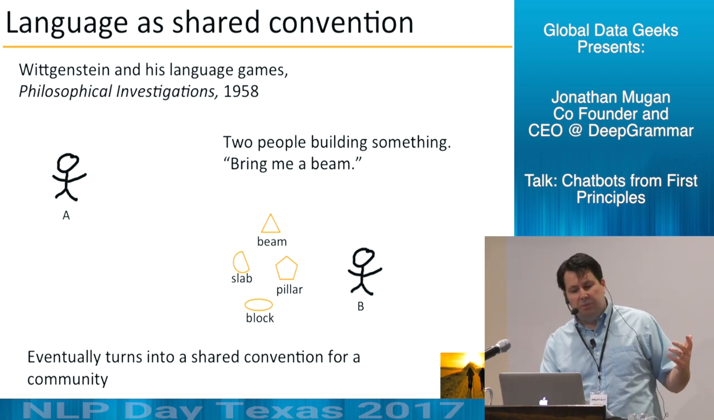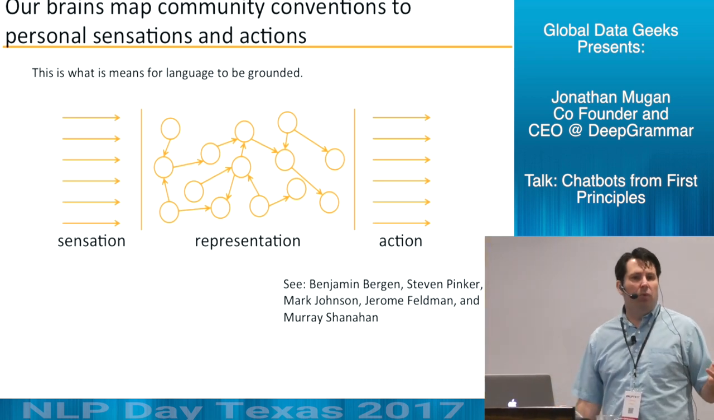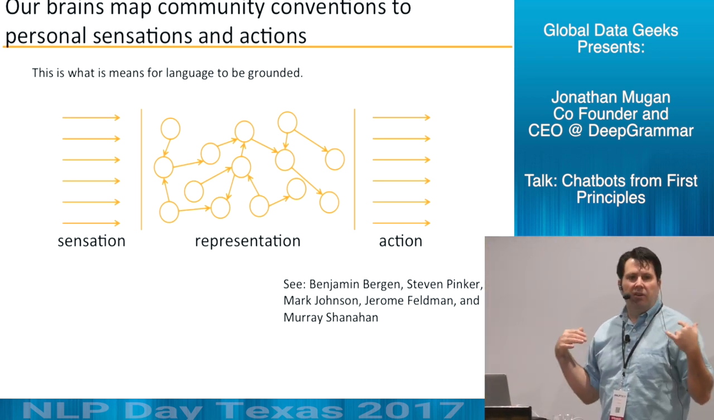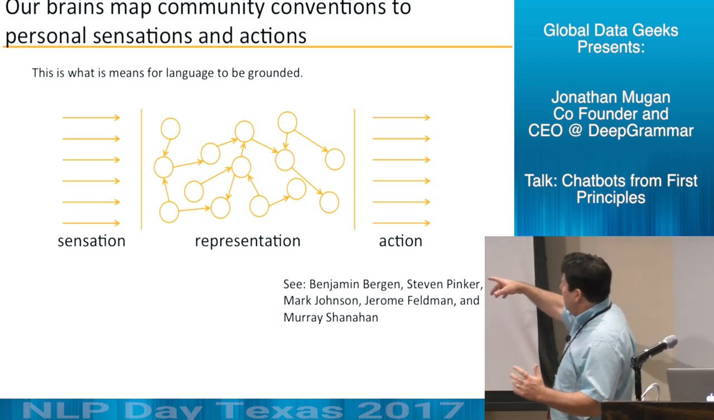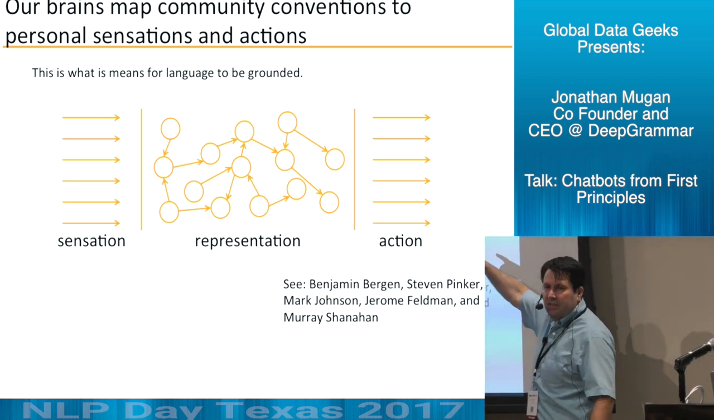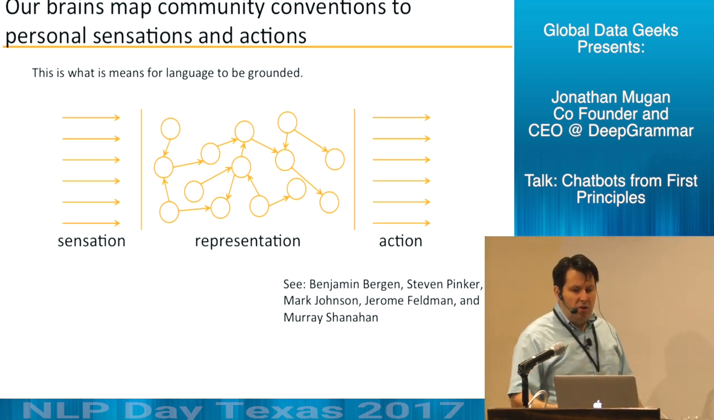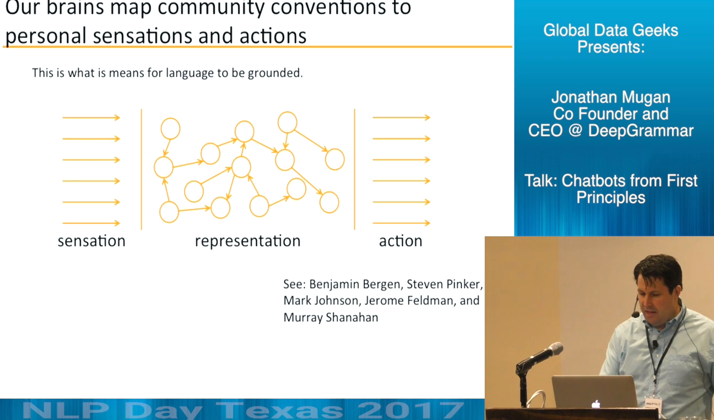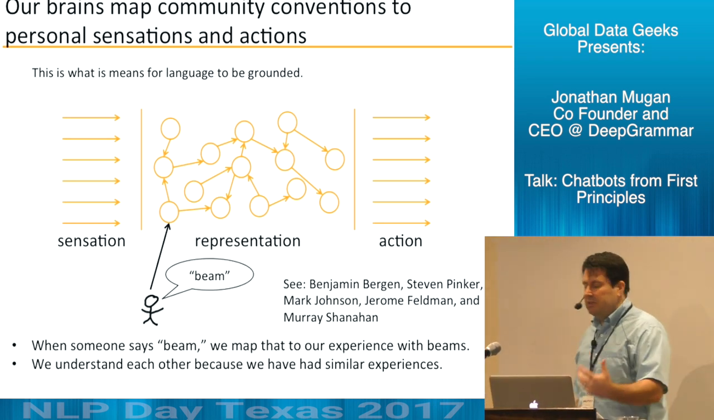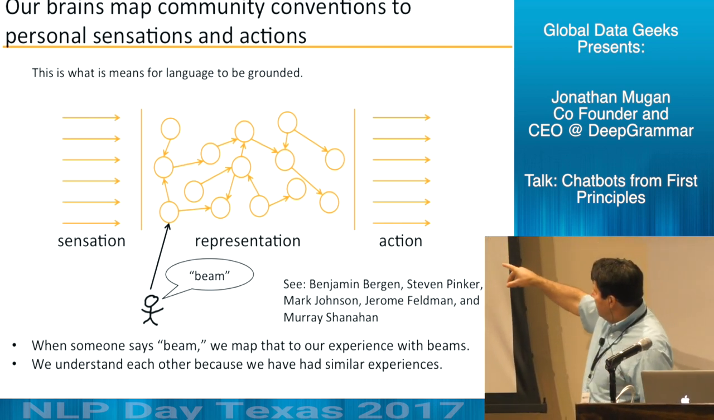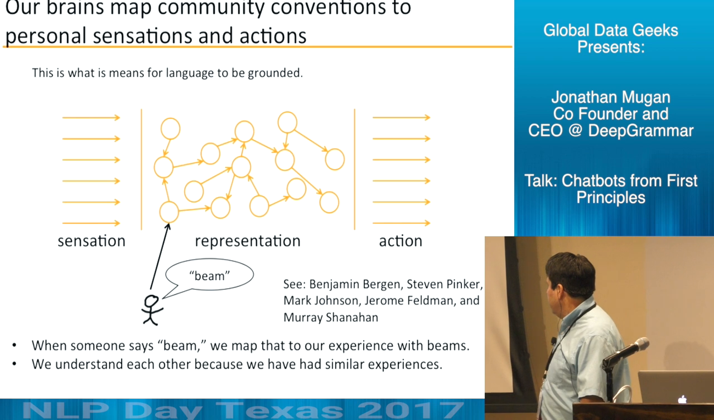And eventually, because we are beings that interact and see the world, we're going to have our own internal conceptual structure of what these things are. So we're going to get sensation coming in, we're going to have this deep representation of the world, and we're going to have action. And when someone says beam, that no longer is just that particular thing, it's everything it represents, everything we can do with it. And so if someone says beam, now we go, okay, I know what you're talking about. That's a beam, that's the thing that I can pick up and carry and hurts my back.